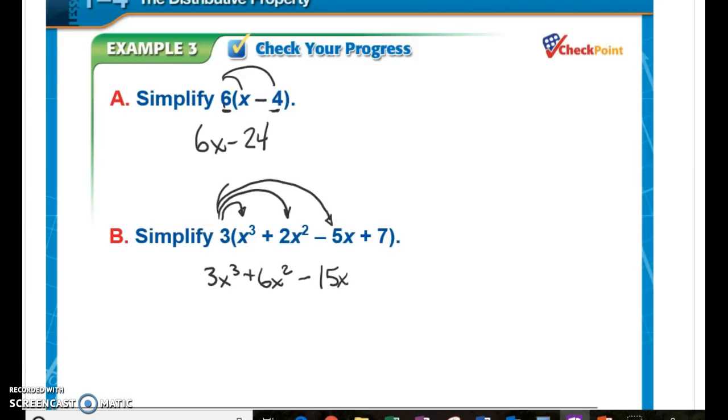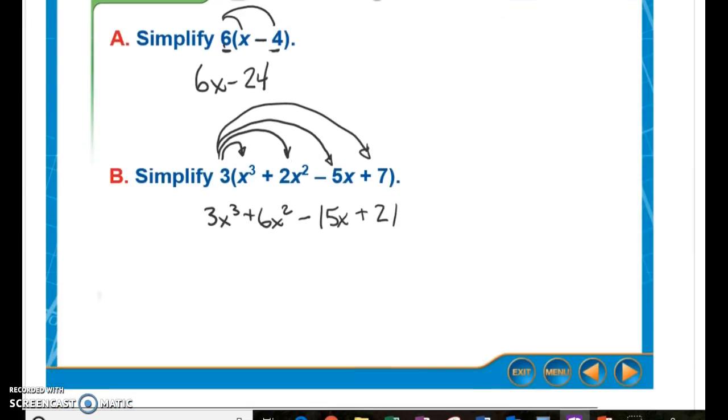And same thing with this big arrow. 3 times 7, it has a plus sign in front of it, so that's 21. So I just write the sign down that's in front of the number inside the parentheses, or the front of the term in the parentheses, and then I do the multiplication of the number.